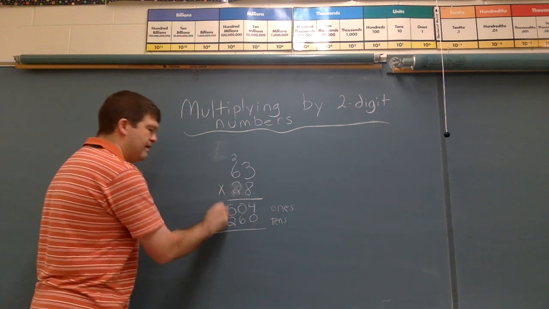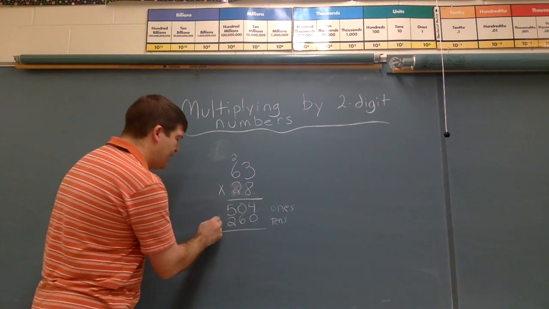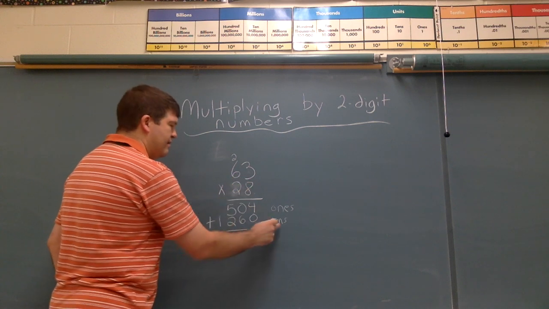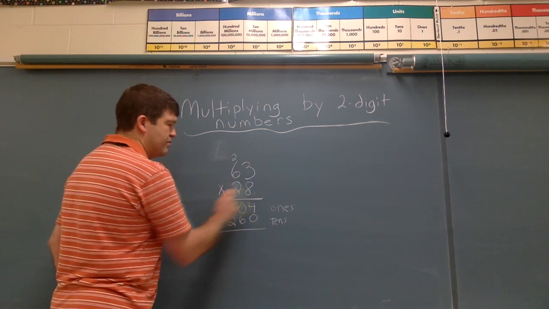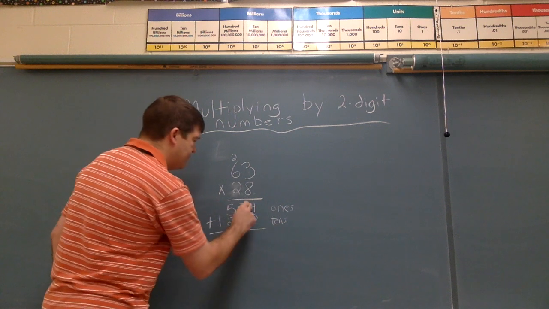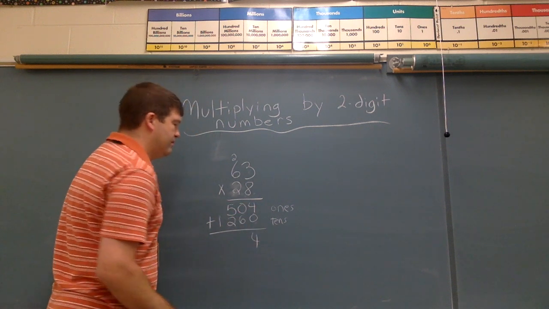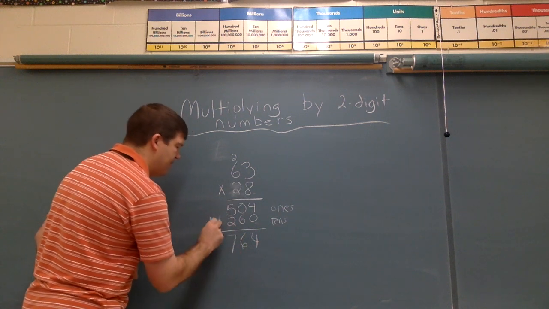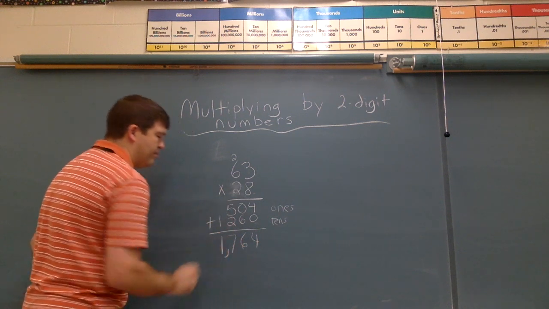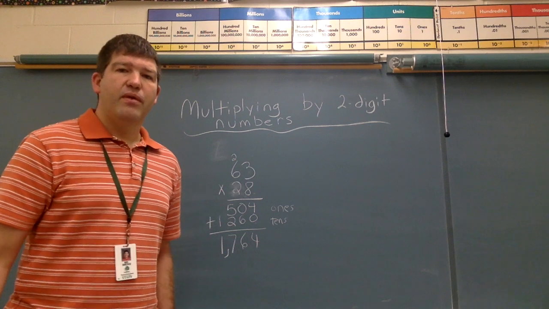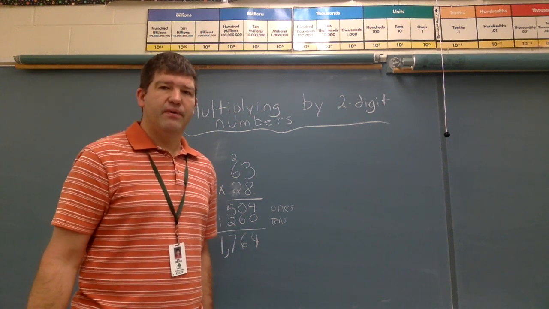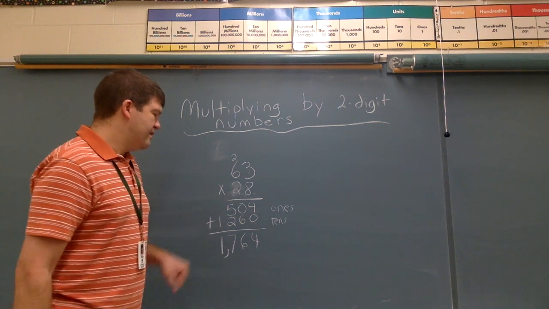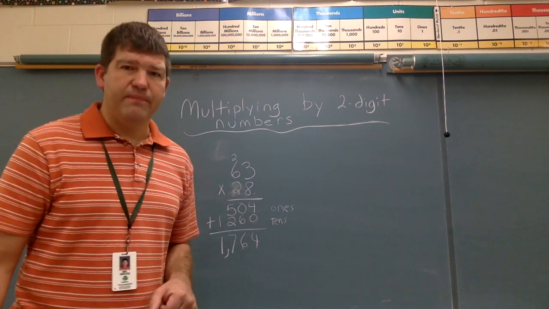And I have all those lined up nicely so that I can just add my ones, my 63 times 8, and my tens, 63 times 20. Okay, so 4 plus 0 is 4, 0 plus 6 is 6, 5 plus 2 is 7. Bring my 1 down, put my comma in place, and I get 1,764. So 63 times 28 is 1,764.